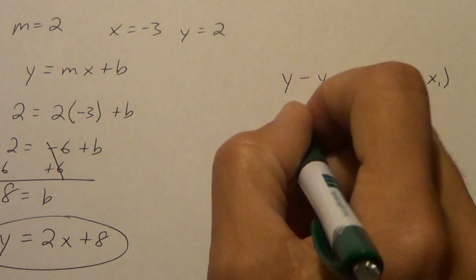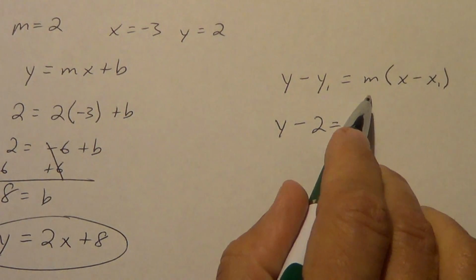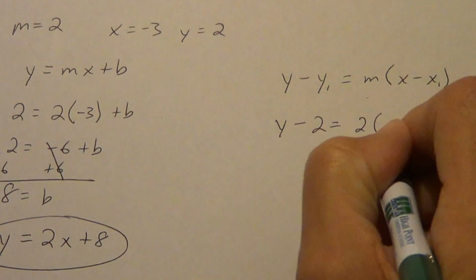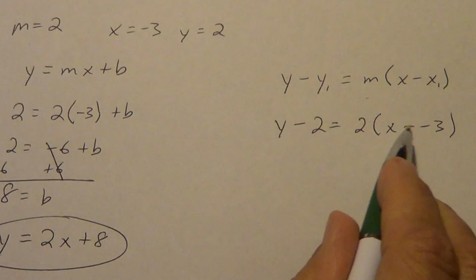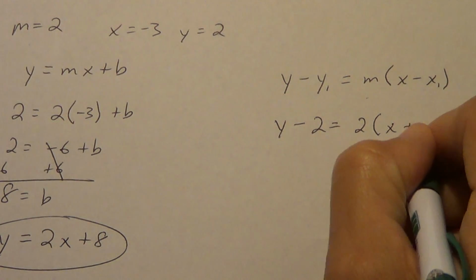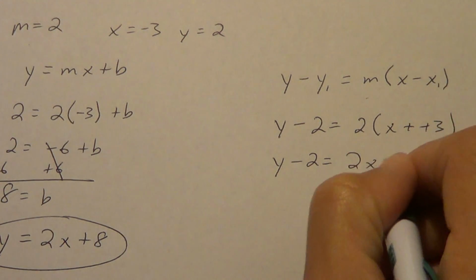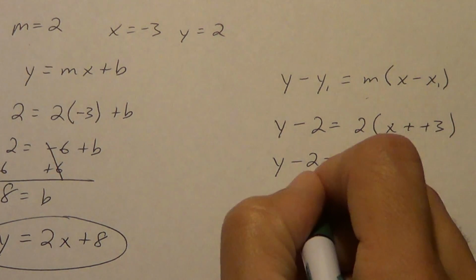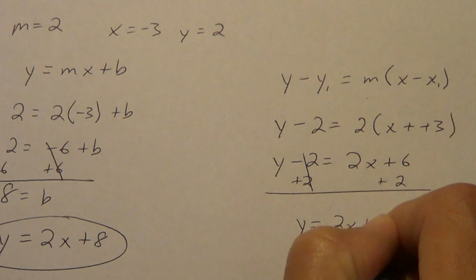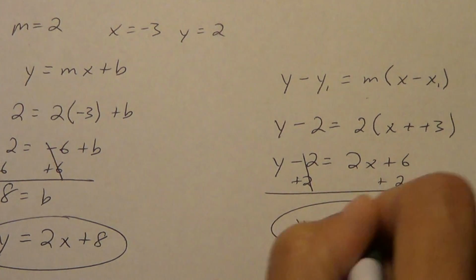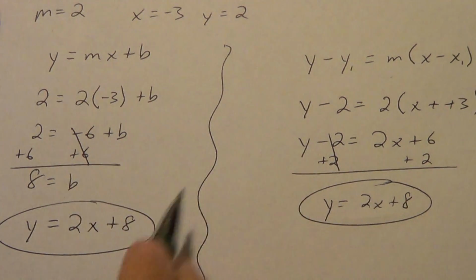Over here, y minus our y value of 2 equals m, remember, m up here was 2, times x minus, remember this right here, negative 3. What do we do with a minus and a negative? We treat that like a positive. So y minus 2 equals, we distribute, 2x plus 6. Add the 2 to both sides. This cancels and we get y equals 2x plus 8. Same exact answer as we got over here. So you can get the same answer either way using either form.